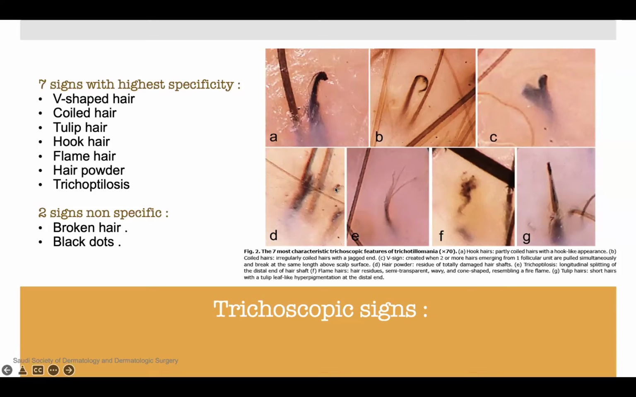So these 7 signs with high specificity for trichotillomania can be seen by trichoscopy or dermoscopy. 2 signs are not specific, such as broken hair and black dots, which can be found in any other non-scarring or even scarring alopecia.